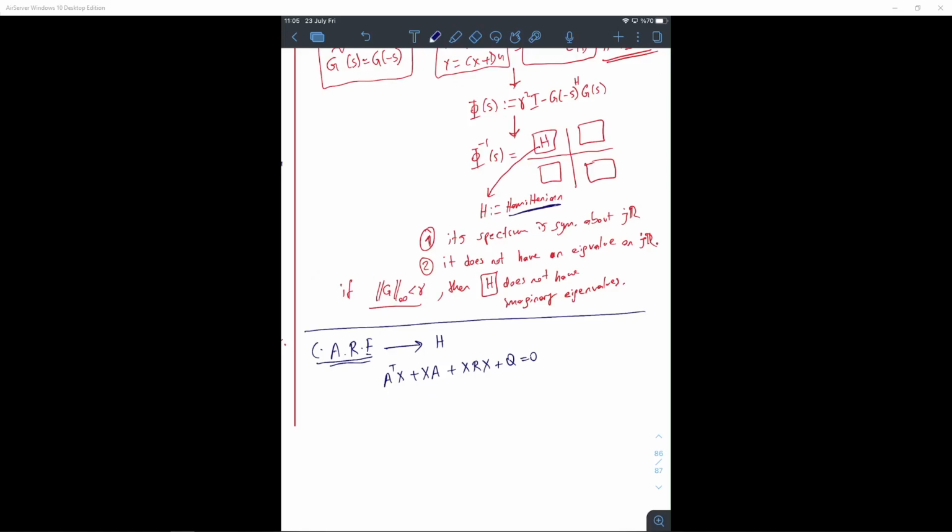We know, for given A, R, and Q, and notice it's almost like a x squared plus b x plus c. It's almost like that, but here x, the unknown or dependent term, is a matrix, and this is called the algebraic Riccati equation. And we want to find x.